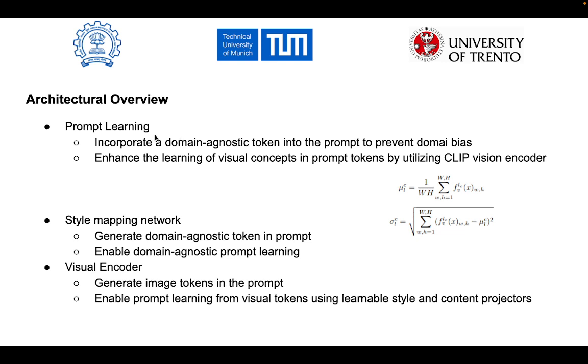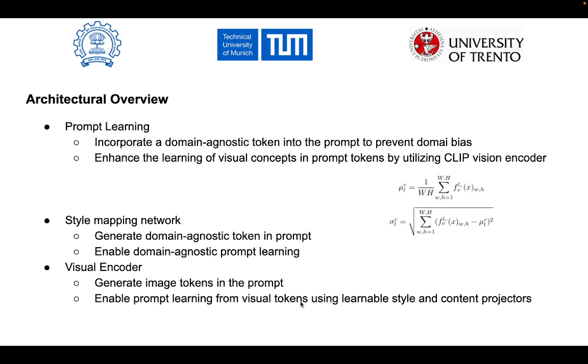As I said, we have used the batch norm features from the intermediate layers of the frozen CLIP vision encoders to generate the prompt embeddings, which are used for domain generalization by capturing the style and content information and learning over time. So we generate the image tokens into the prompt, and we enable prompt learning from the visual tokens.